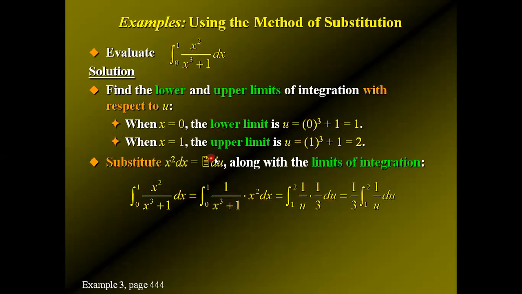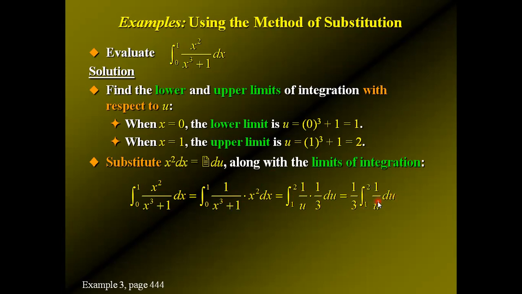So the limit values will be changed. So du will be x square dx. So x square dx means du. Let x cube plus 1 equal u, so x square dx equals 1 by 3 du. The limits will be changed: not 0 to 1, it will be 1 to 2. After substitution, the limit values change from 1 to 2.